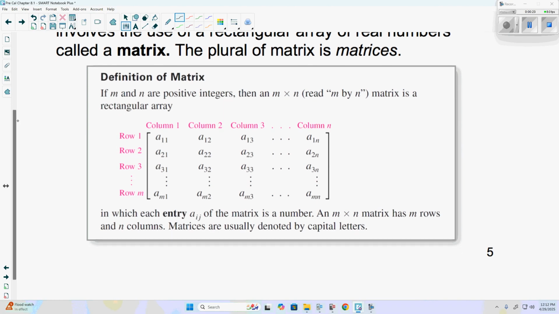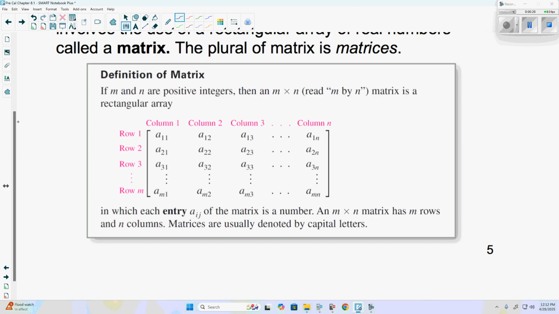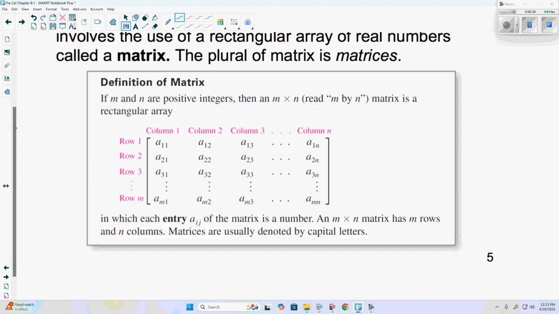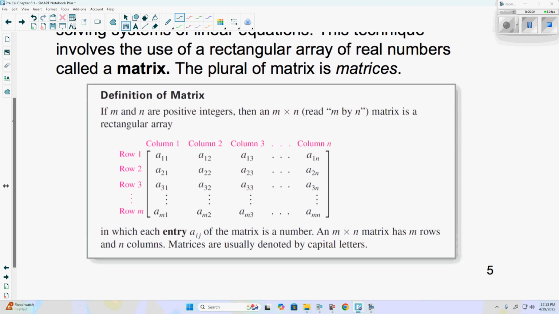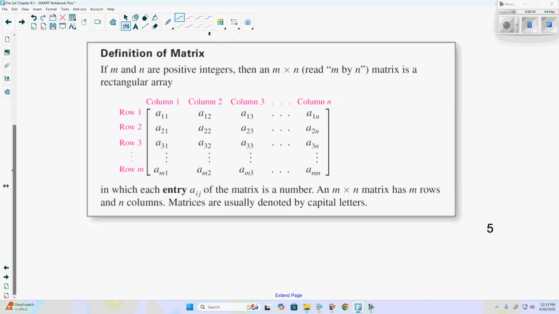A matrix: if n and m are positive integers, then m by n is the matrix. It's a rectangular arrangement of numbers. And any entry in the matrix we call an element. The first number is the row, the second number is the column. So second row, third column is A23.